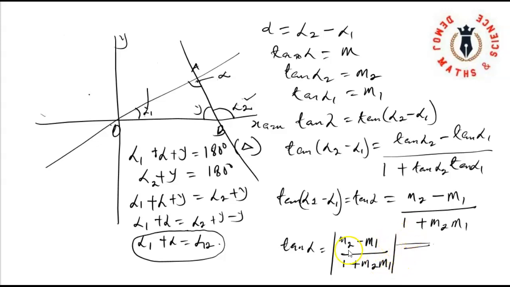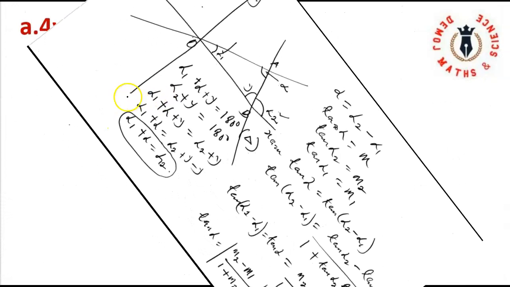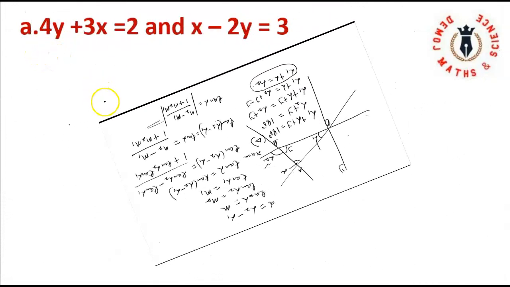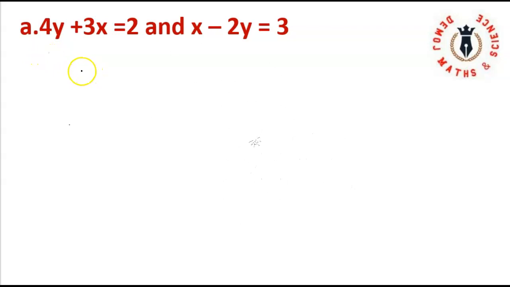Now let's get started with our examples. For the first example, we'll be looking at the angle between 4y plus 3x minus 2 equals 0 and x minus 2y is equal to 3. I want us to first remember the equation of a straight line, which says y is equal to mx plus c. So we'll pick each of these equations and express them in the form y is equal to mx plus c.